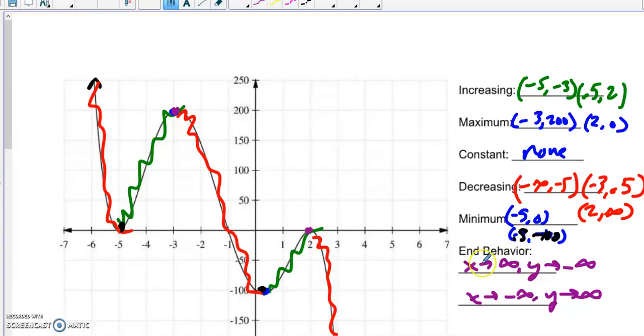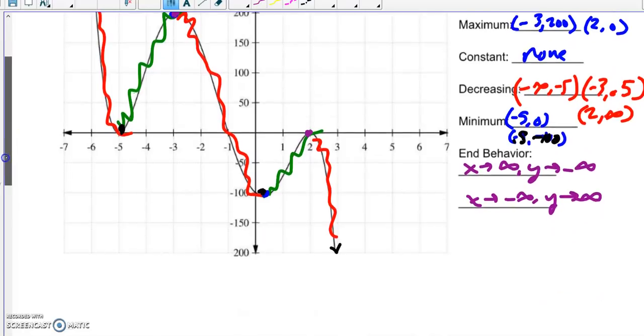Okay. And for end behavior, as x goes to infinity, so that's as I go to the right, I go down. My y goes to -infinity. This statement says as I go to the left, my y goes to infinity. I go up. Okay. We will practice this in class on the block day.